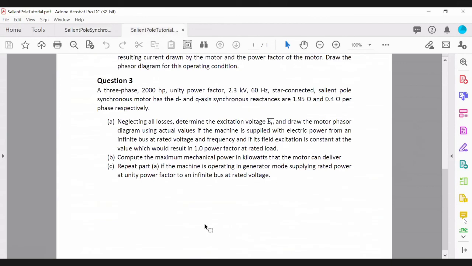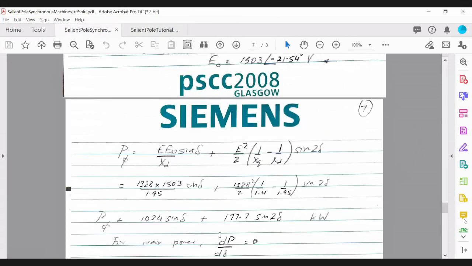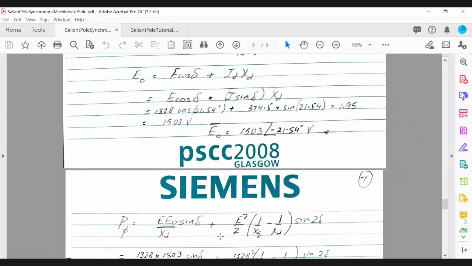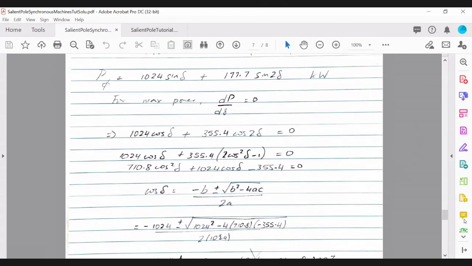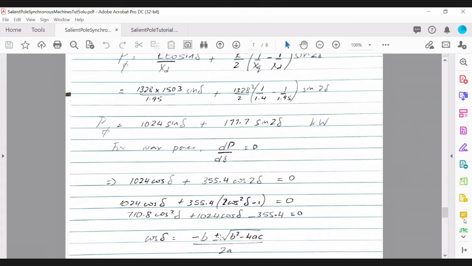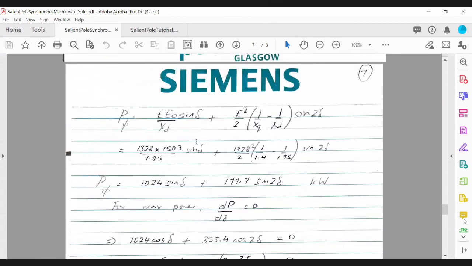Okay, so, sorry, part B, we have to basically compute the maximum mechanical power that the motor can deliver, right? So as you can see, this motor has the power per phase. If you look at the equation, it has two components, your field component and your salient component.